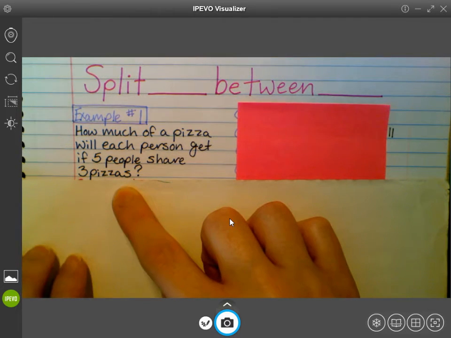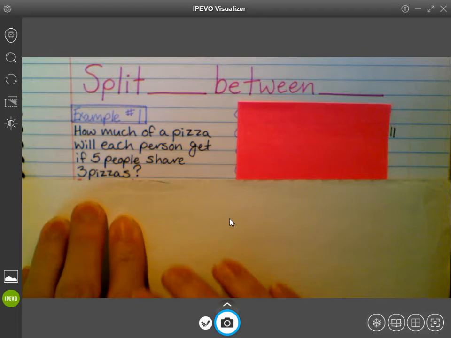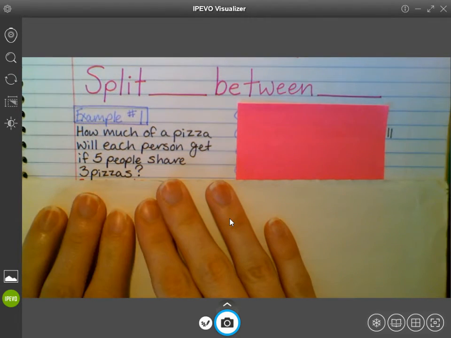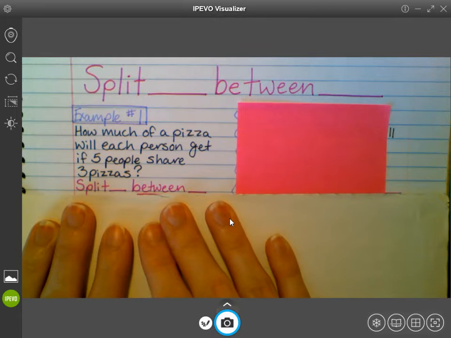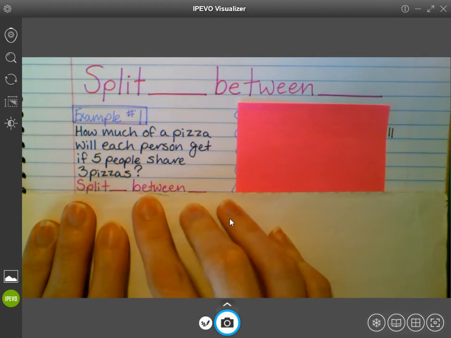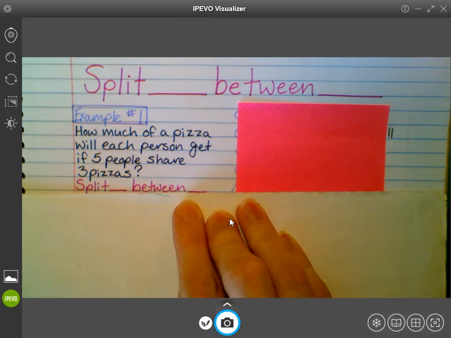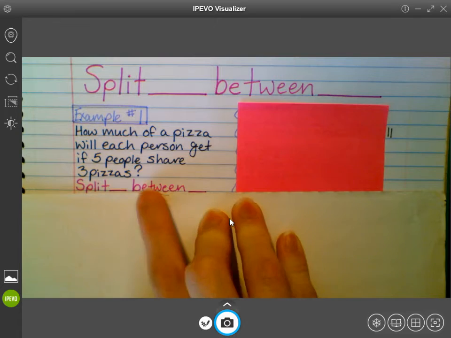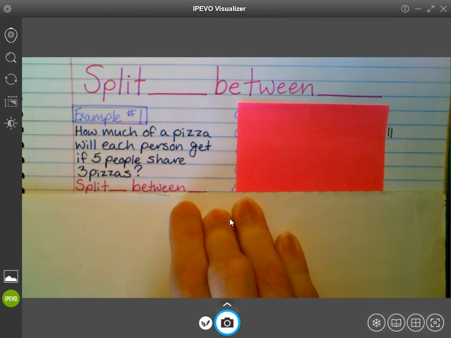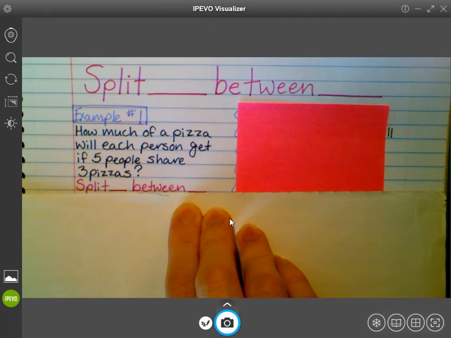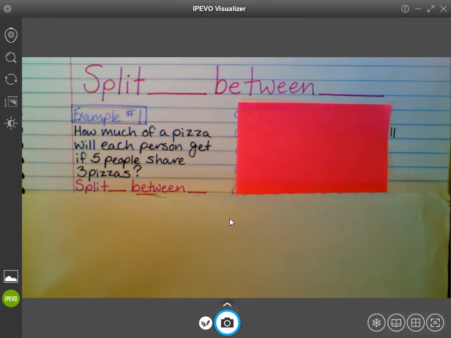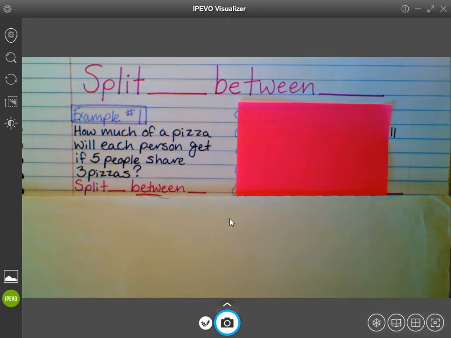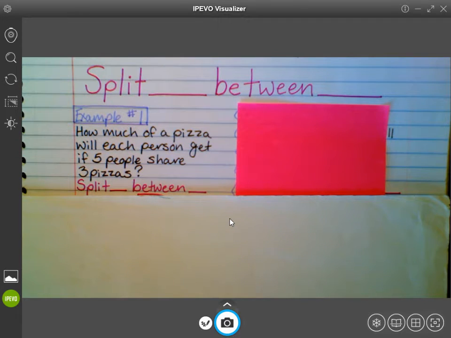Okay. So to figure out how much of a pizza each person will get, we're going to set up our split between. So underneath, split, put a line, between, put a line. Then once you have this written down, think about what are we splitting and who are we splitting it between? And you can plug in those numbers. So splitting what between whom or what? Give me a thumbs up when you think you got it. Awesome. So we're splitting what and between whom?